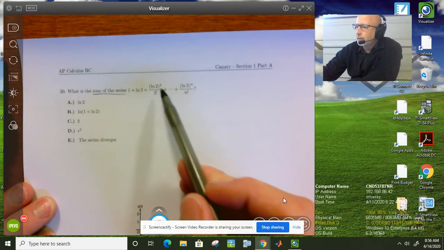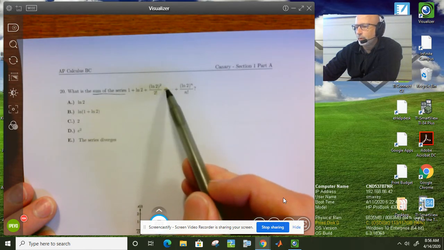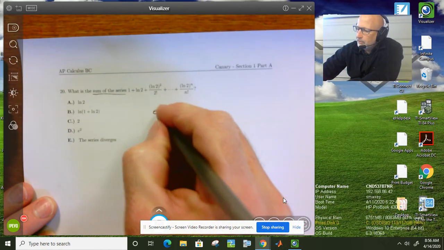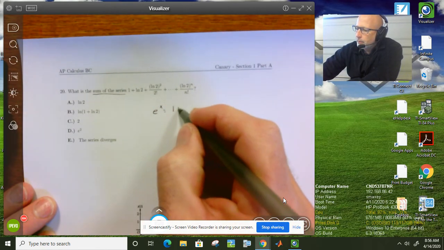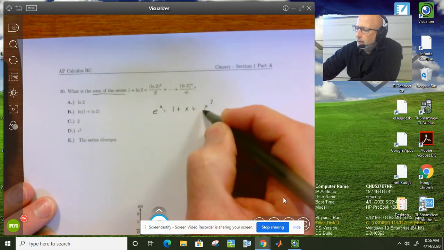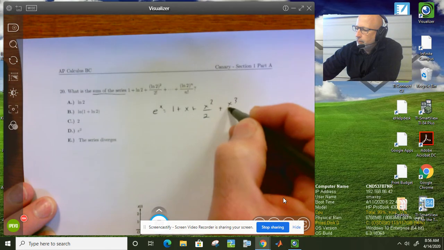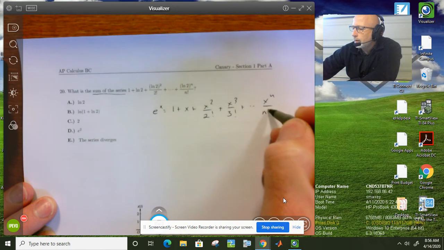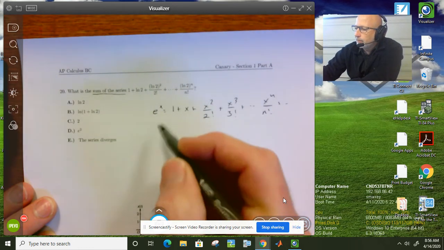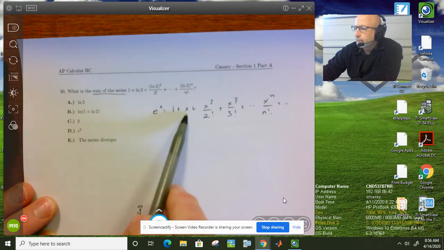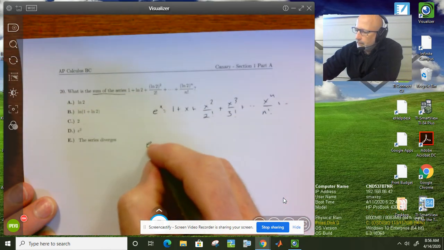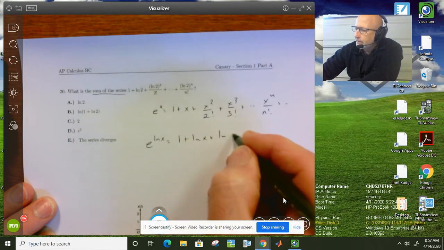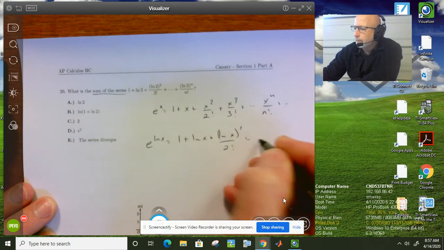You have something squared over 2 factorial, and I'm imagining it'd be something cubed over 3 factorial, and then so on. This looks very similar to e to the x. So we know e to the x is equal to 1 plus x plus x squared all over 2 plus x cubed all over 3, sorry, these are factorials, plus all the way up to x to the n all over n factorial, and then it continues going on. The only difference between this one and this one is that all the x's are ln of x's. So this is really e to the ln of x, which is equal to 1 plus ln of x plus (ln of x) squared all over 2 factorial and so on.